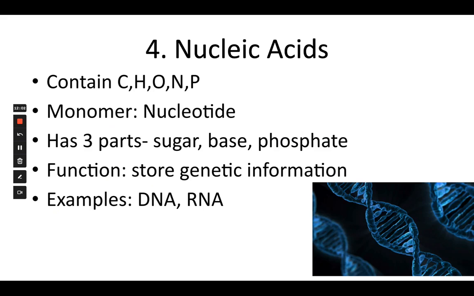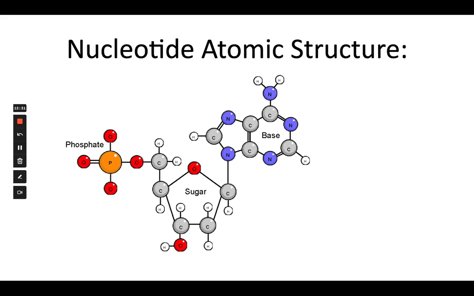Our final molecule is our nucleic acids, and nucleic acids are CHONP molecules. Their monomer is a nucleotide, and the nucleotide has 3 parts: a sugar, a base, and a phosphate group. The sole function is to store genetic information that can be transcribed and turned into a protein. And examples of nucleic acids are DNA and RNA.